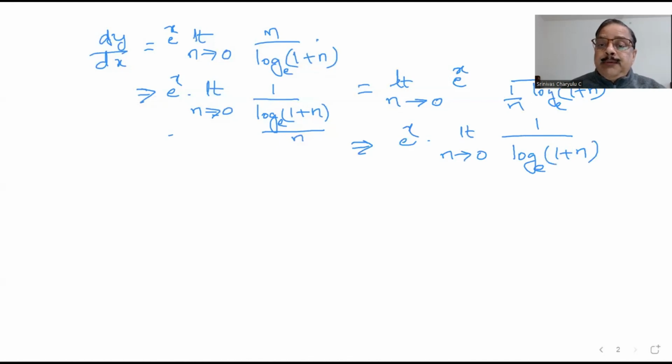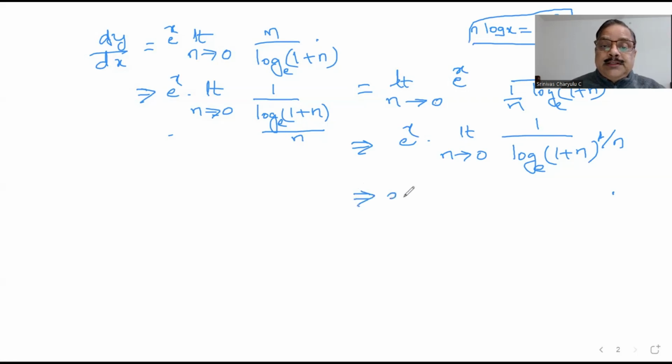This one, by logarithmic property, this can go to the power here: 1 plus n whole to the power of 1 by n. What formula are we having here? Suppose you have n log x, this can be written as log x to the power of n. So this is one formula in logarithm. Same thing I'm using here: 1 by n log 1 plus n. So this 1 by n can go to the power here. Now this value is the definition of e.